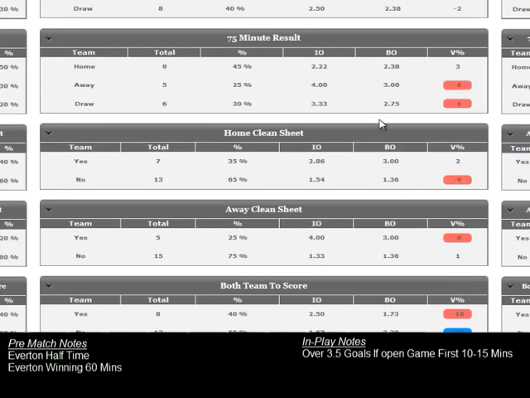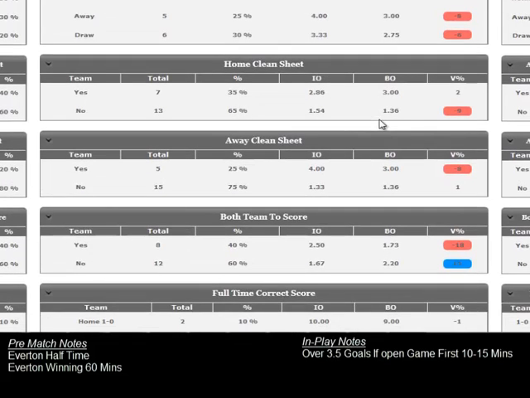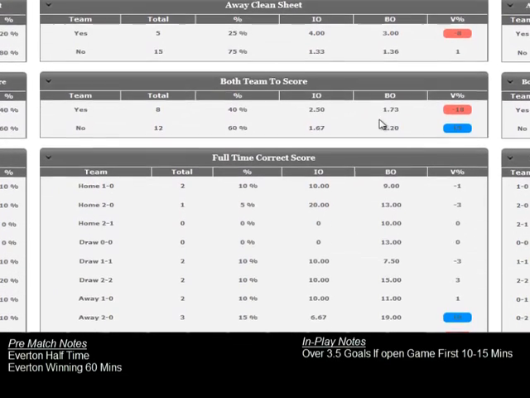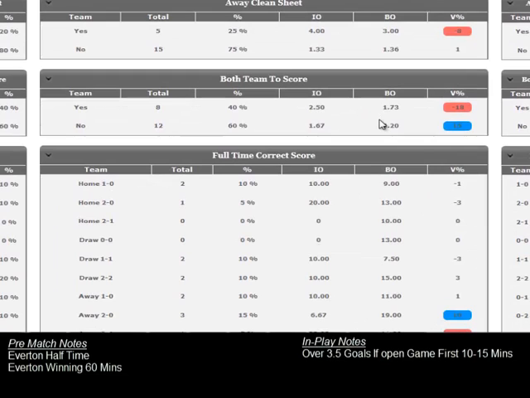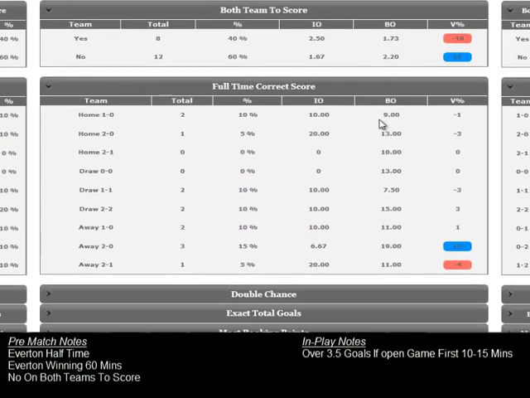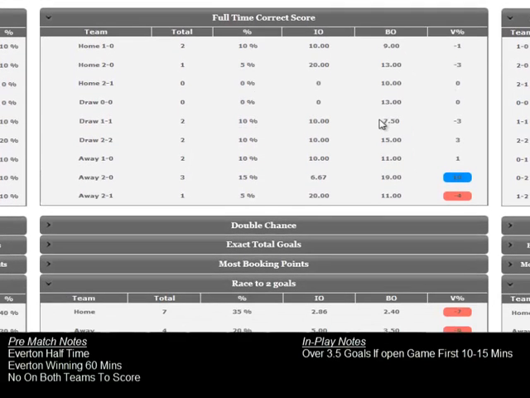75 minutes, that changes completely. No value whatsoever, 3% rather. So nothing there. Moving down further, both teams to score. You've got the no, 1.67, 6% chance, 2.2, 15% value. Great, definitely great value.